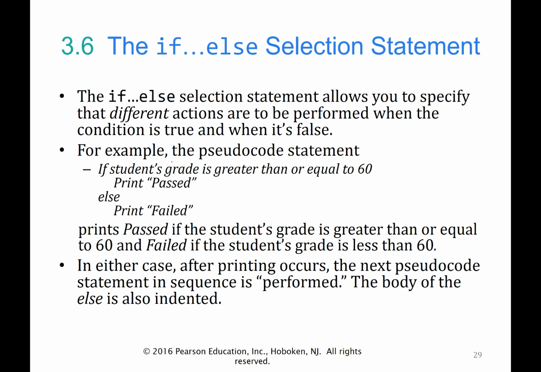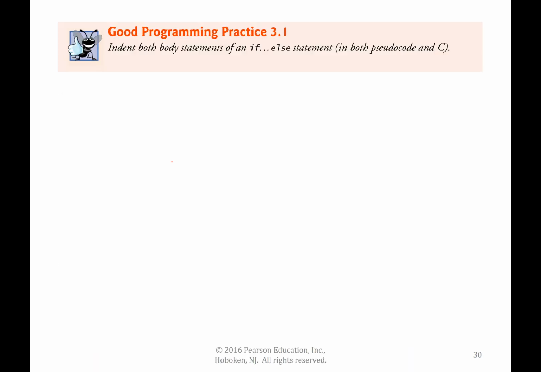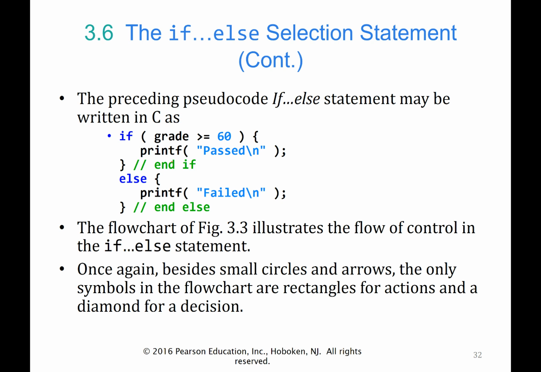So the if else statement is one that's a little different here. If a student's grade is greater than or equal to 60, we print pass, else we print fail. So now we have a choice. One of two things happens. We either pass the student or we fail the student. So again, the code looks very, very straightforward here.